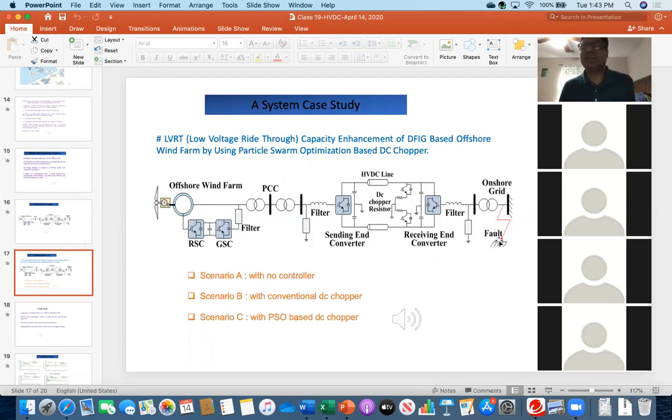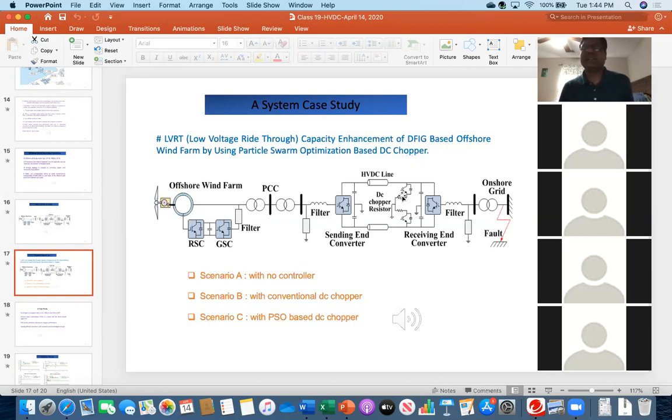Because there will be a fault, immediately the voltage here might go low. But you have to maintain a reasonable amount of voltage because customers are connected on the grid side. So that's why the term is called LVRT. Everybody say LVRT means low voltage ride through. Low voltage ride through. Capacity enhancement of DFIG based offshore wind farm by using particle swarm optimization based DC chopper.